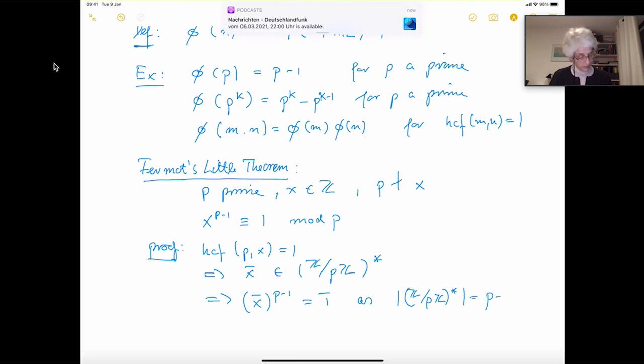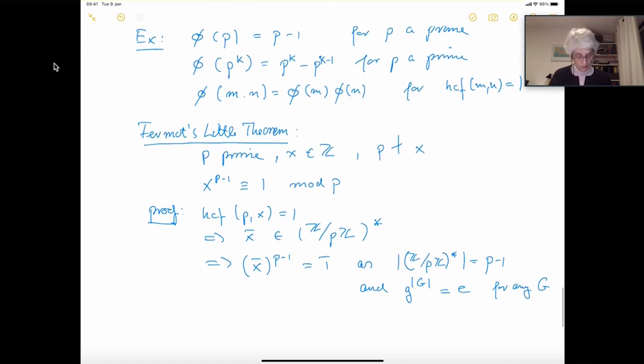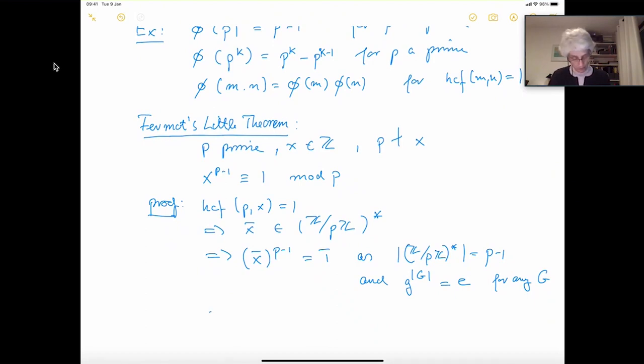is equal to P minus 1, we just computed that, and because for any element G in some group, capital G, if I raise it to the power of the order of the group G, then this always will give me the identity for any group G. So in particular for this group, and what do we see? We see immediately that X to the P minus 1 is equivalent to 1 mod P.